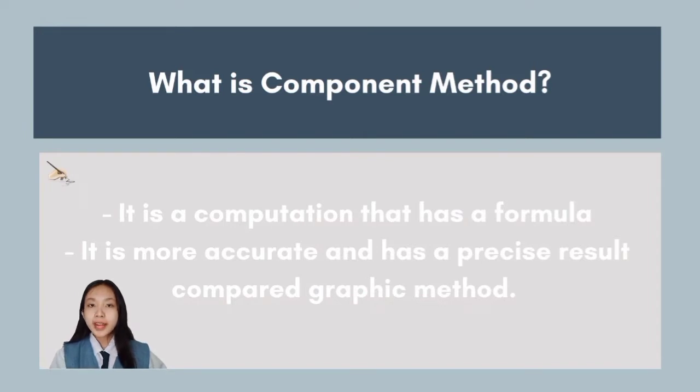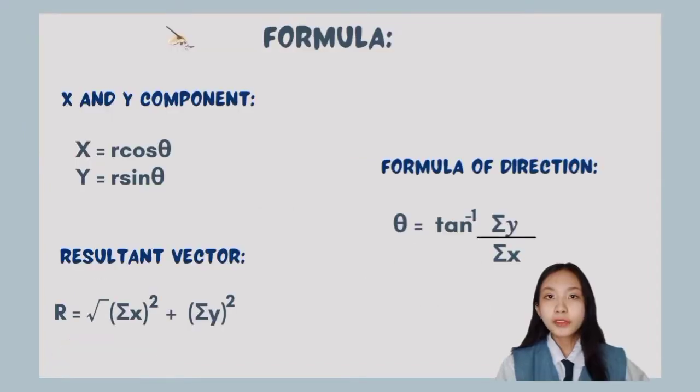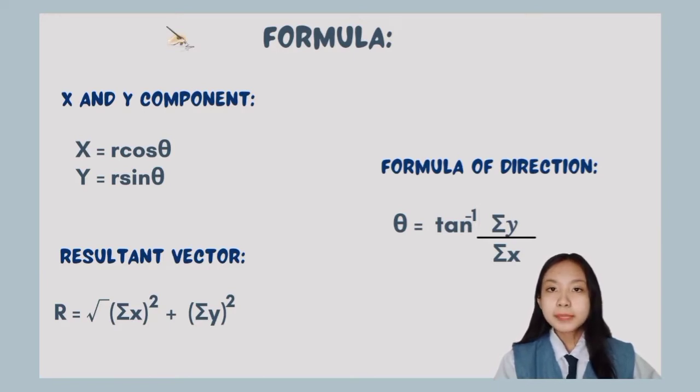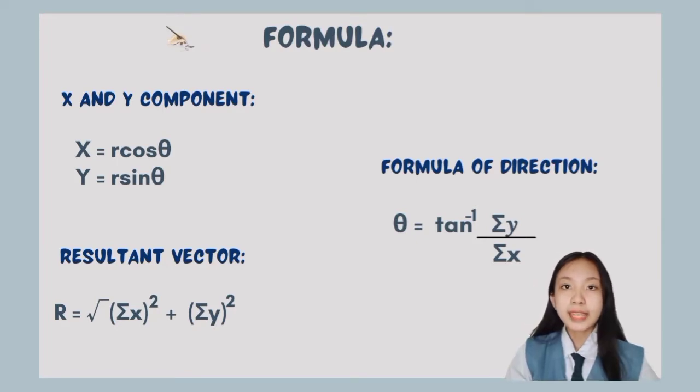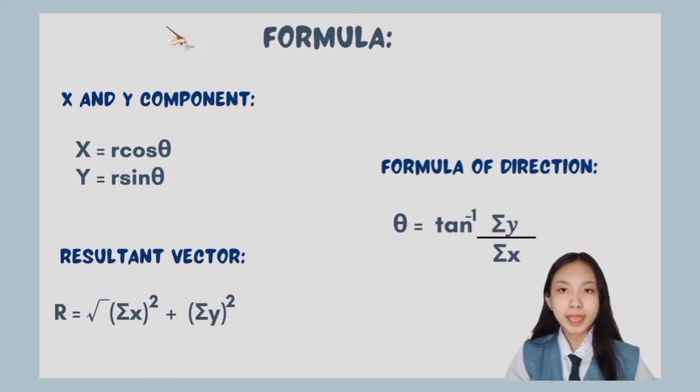This method contains a variety of formulas. First, the formula is for x and y component. The formula of x is r cosine theta, for the y is r sine theta. R is meant for magnitude, and theta is for degrees. Next is the resultant vector formula, R equals square root of sigma x squared plus sigma y squared. And lastly, the formula for direction, theta equals tan inverse of sigma y over sigma x.